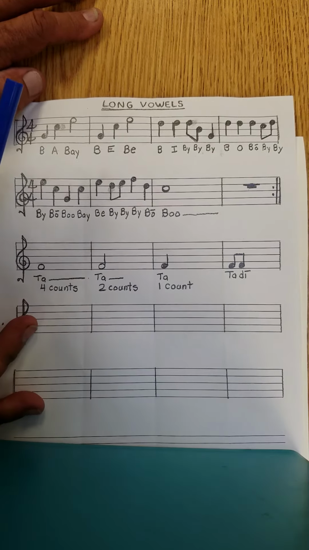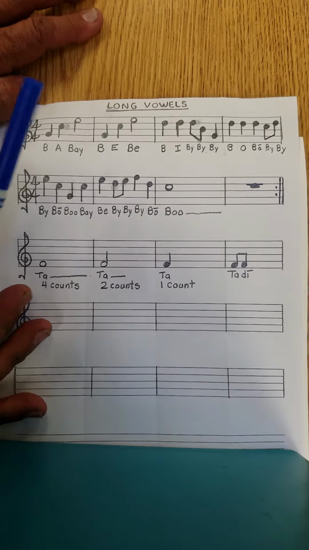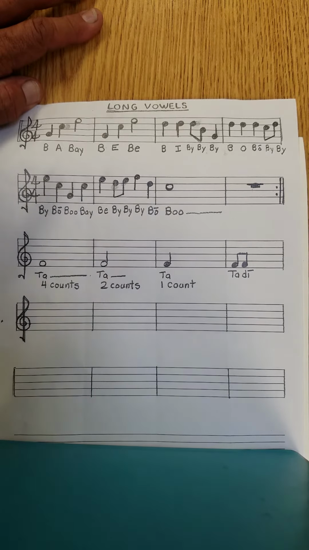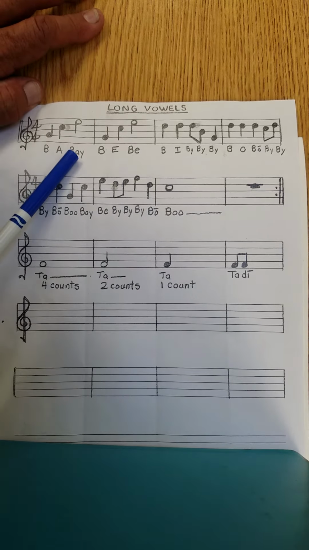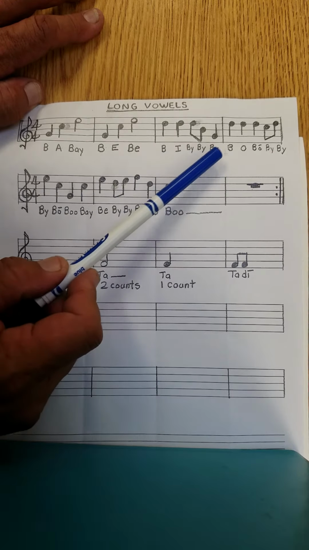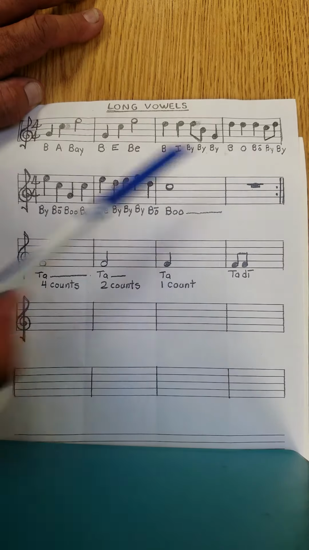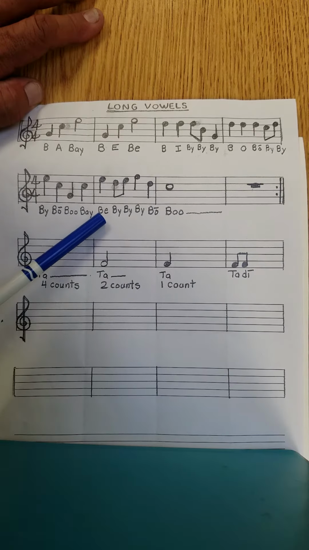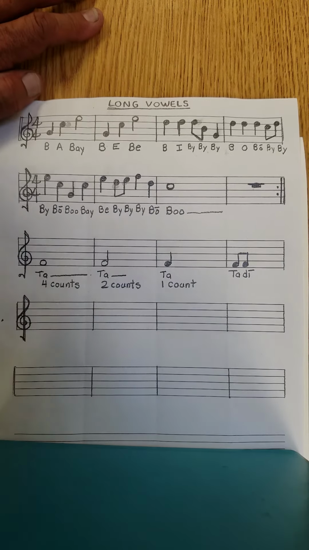Good. Now let's say the words together with that rhythm. It's kind of tricky. Here we go. B a bay, b e b, b i bye bye bye, b o bo bye bye bye, bo boo baby bye bye bye. Boo, boo.